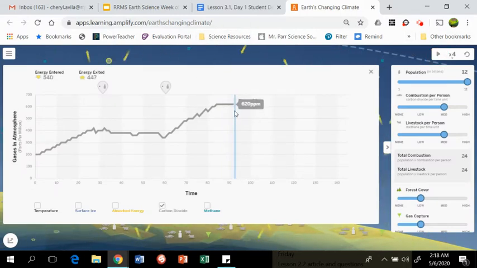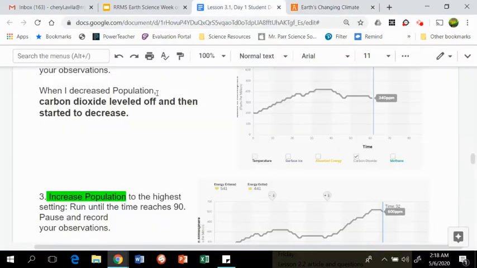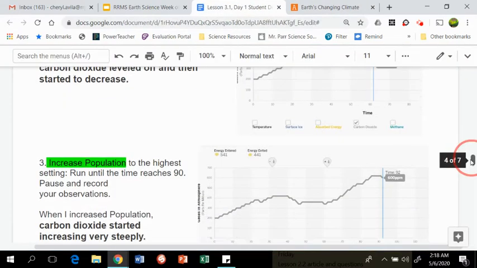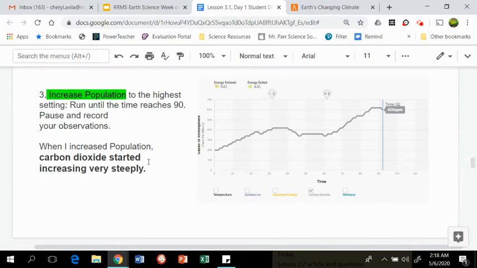And you saw here, I didn't quite stop it at 90 seconds, but it would be this steep increase here. So our answer would be that when I increased population, carbon dioxide started increasing very steeply. It shot right up. All right.